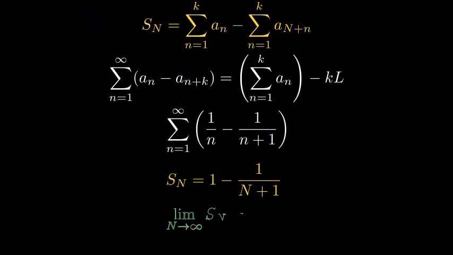Example, the sum from n equals 1 to infinity of 1 over n minus 1 over n plus 1 is telescoping. The nth partial sum is 1 minus 1 over n plus 1. As n goes to infinity, the sum becomes 1.